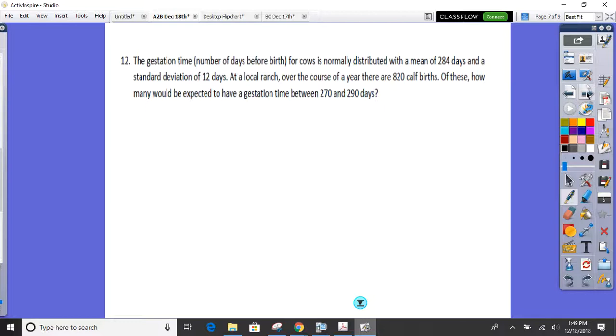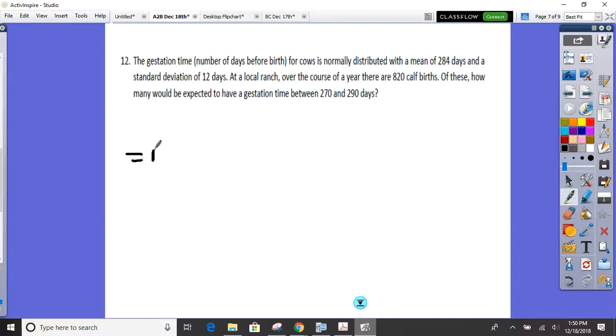Well, I can't figure that out right now. I would need to know the percent that are between there, right? So I need to find the percent that are between 270 and 290 so I can multiply it by the 820. How do I find the percent that were between 270 and 290? Go to the calculator because it's normally distributed and I'm looking for a percent.